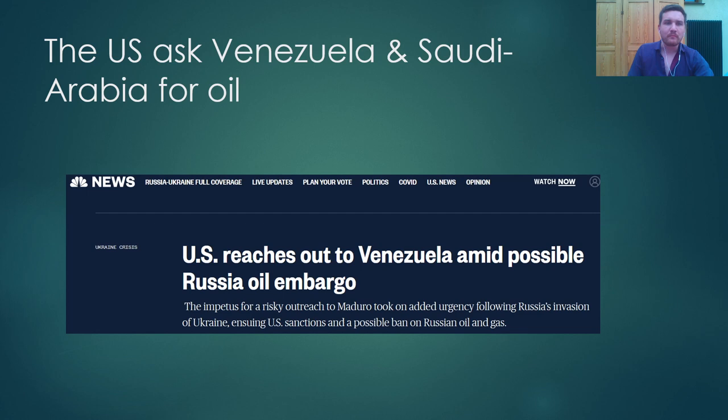So the United States then goes to Venezuela and Saudi Arabia because they're needing oil. 3% of the United States oil imports are from Russia. The United States is almost completely energy sufficient. They are producing large amounts of oil themselves. But now, by sanctioning Russia, they need to stabilize their oil imports. And so they go to Venezuela. And they say, basically, we're going to lift the sanctions against Venezuela, which basically means that 100,000 people over the last 9 years starved completely for nothing, right?